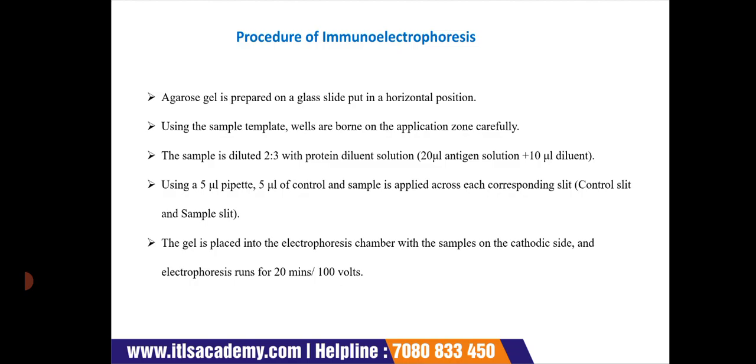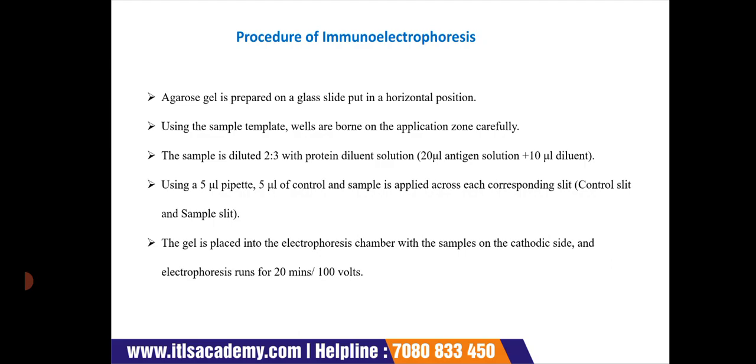The sample is diluted in a 2 to 3 ratio with protein diluent, that is 20 microliters of antigen solution and 20 of diluent. Using a pipette, 5 microliters of control and sample is applied across each corresponding slot, known as the control or sample slot. Then the gel is placed into the electrophoresis chamber with the sample on the cathodic side, that is the negative side, and the electrophoresis runs for 20 minutes at 100 volts.